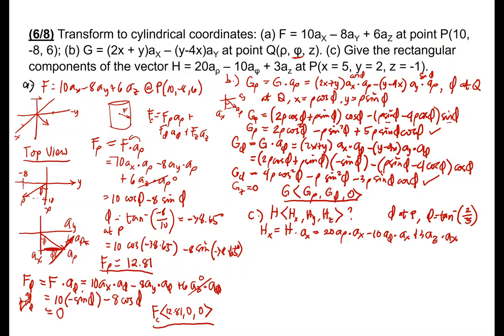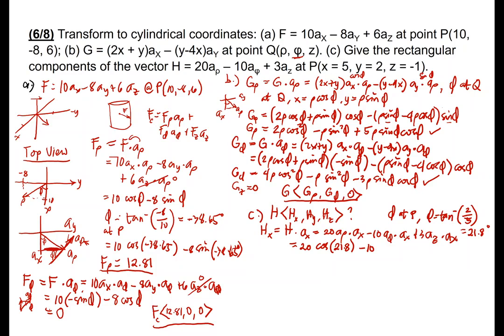If you use negative 10, then for sure we will have an incorrect answer. So if we solve tangent inverse of 2 over 5, we have here 21.8 degrees. So we will use that one in our next step. So a rho dot ax is cosine of p, which is 21.8, minus 10.